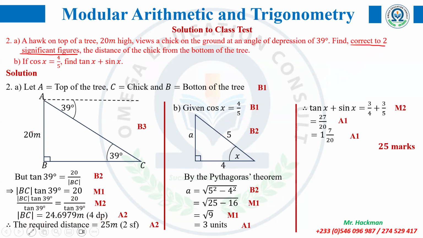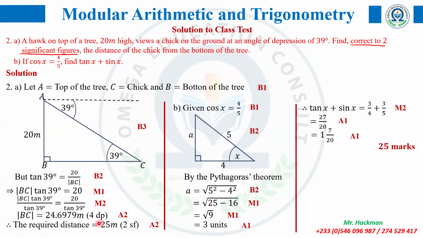So in actual fact, we should have concluded by saying, therefore, the distance of the chick from the bottom of the tree, and that will be in meters. Therefore, the required distance, and what is the required distance? It is the distance of the chick from the bottom of the tree. So that will be equal to, we're asked to take this result to 2 significant figures. Remember your first approximation to 4 dp before your required approximation.